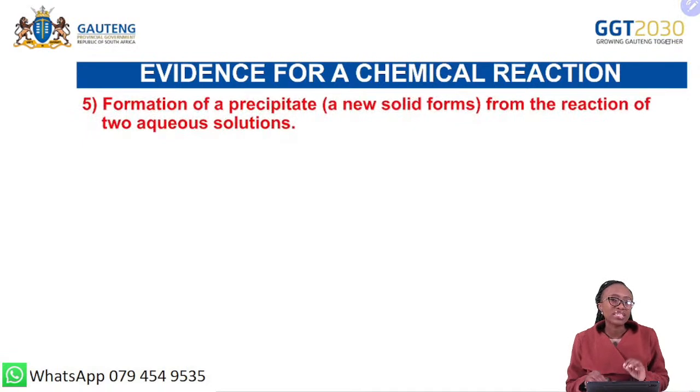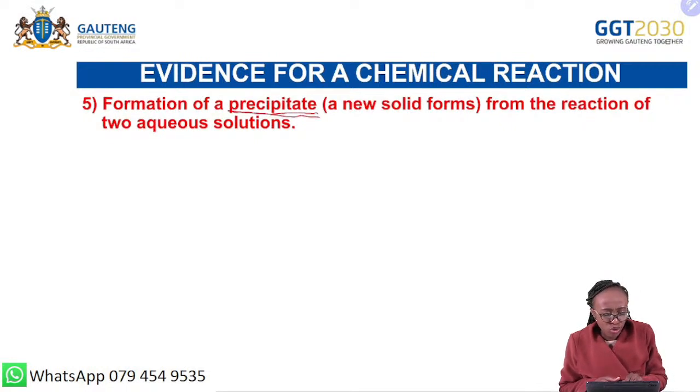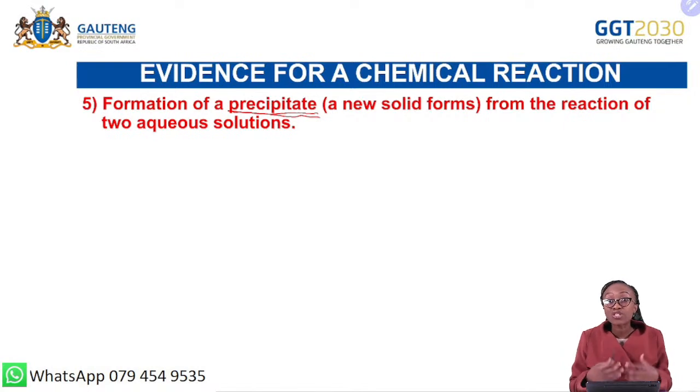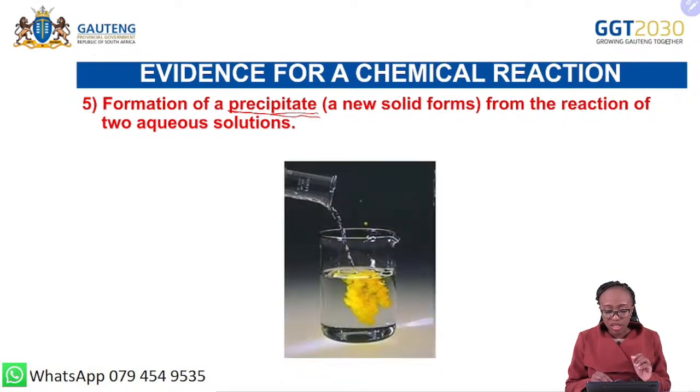And then the fifth way we can tell that there has been a chemical reaction is the formation of a precipitate. I know this is a new word and it's quite a mouthful, isn't it? A precipitate. So what is a precipitate? It is a solid. It is the formation of a new solid from the reaction of two aqueous solutions. When you mix two solutions and then a solid is formed, that is what we call a formation of a precipitate.